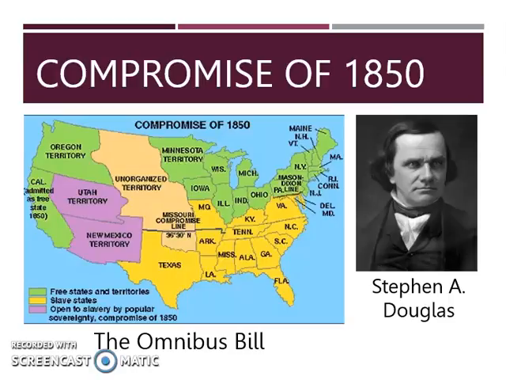So we've got 2 points for the North, being California with no slavery and D.C. with no slavery. And they've got 2 points for the South, having Congress can't interfere with the slave trade and the new Fugitive Slave Law. And then we've got 2 neutral points, being New Mexico and Utah using popular sovereignty.